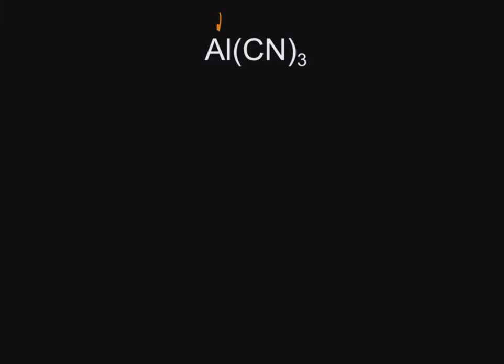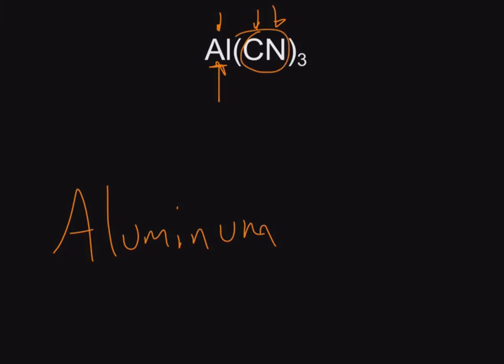Again, we've got more than 2 elements. So we've got a polyatomic ion. Well, the first thing here is aluminum. And then the second part is C and N together. That polyatomic ion is called cyanide. So this is aluminum cyanide. And again, the fact that there's a parentheses and a number 3 here doesn't affect the name.